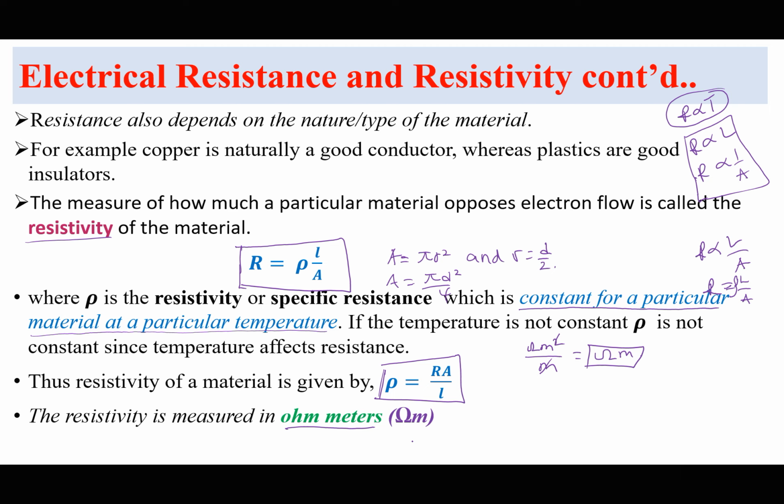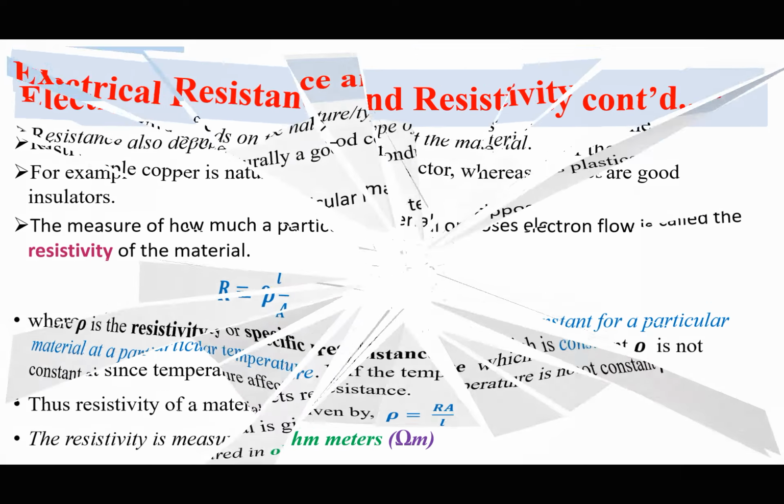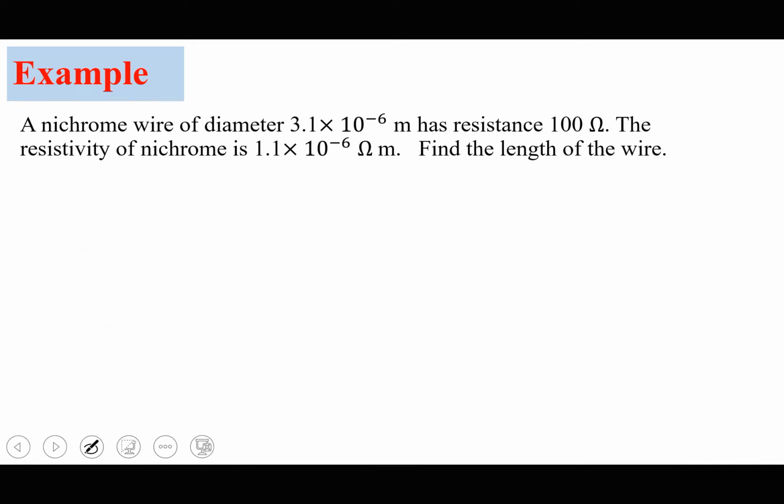I'll give a simple example here. A nichrome wire of diameter 3.1 times 10 to the power of minus 6 meters has a resistance of 100 ohms. The resistivity of nichrome is 1.1 times 10 to the power of minus 6 ohm meters. Find the length of the wire. So this is diameter, this is resistance, this is resistivity.